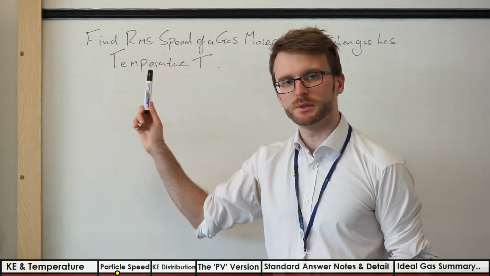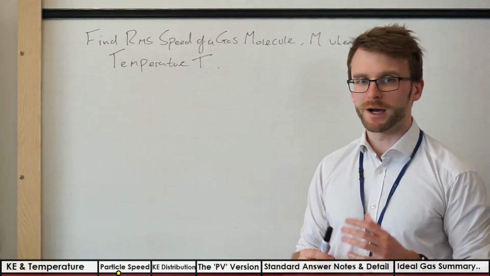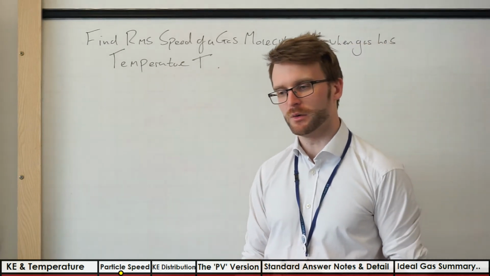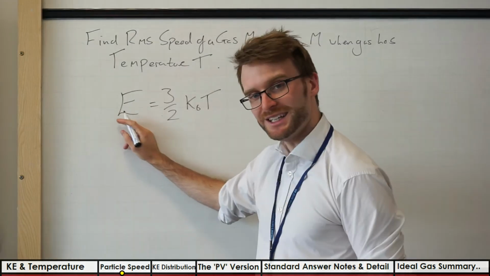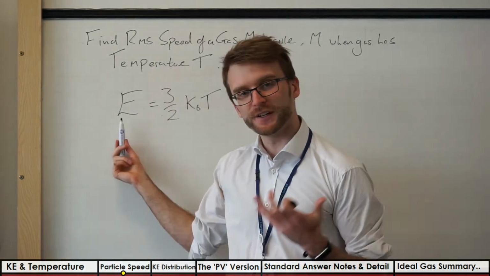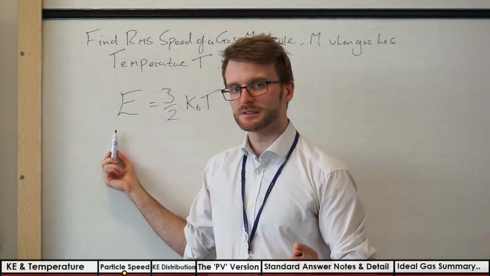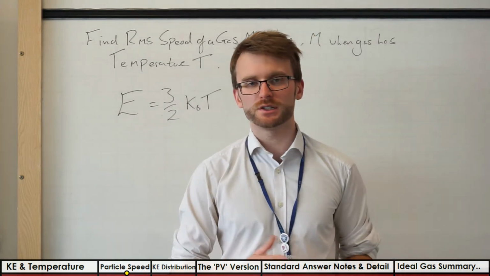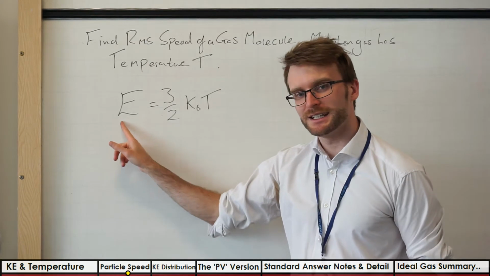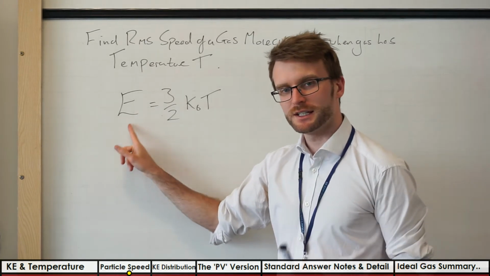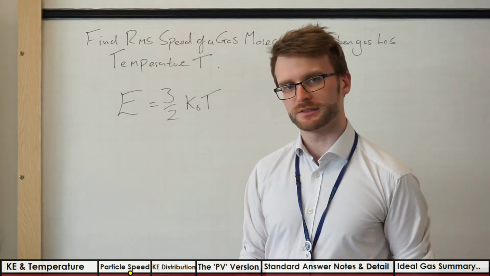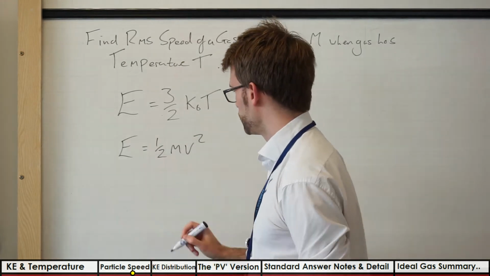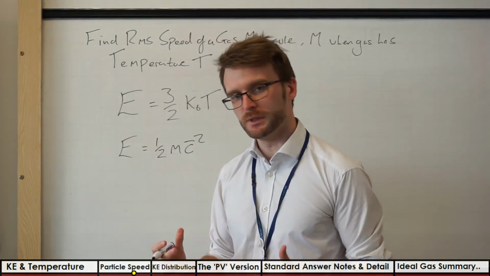If I want to find the root mean squared speed of a gas molecule with mass m at temperature T, I need to first start out by finding the kinetic energy. E equals 3/2 kBT. The kinetic energy of a single particle of gas is equal to 3/2 times Boltzmann's constant times the temperature. That equation is brilliant. Because E is kinetic energy, I can set that equal to 1/2 mv squared. In this case, the v is the root mean squared speed.